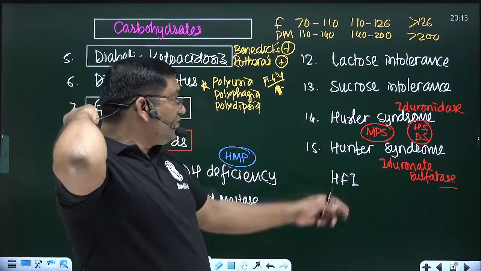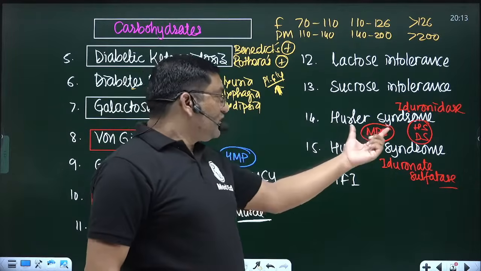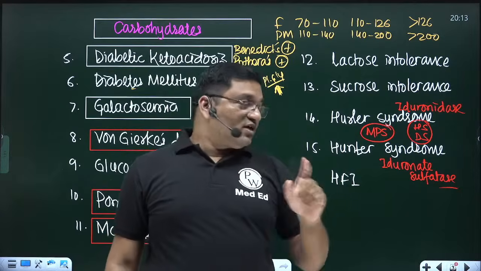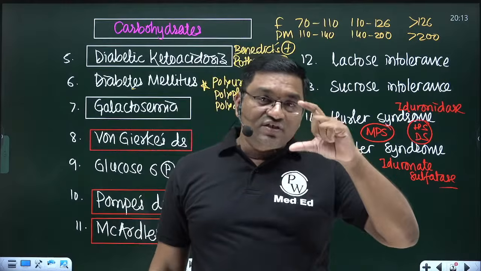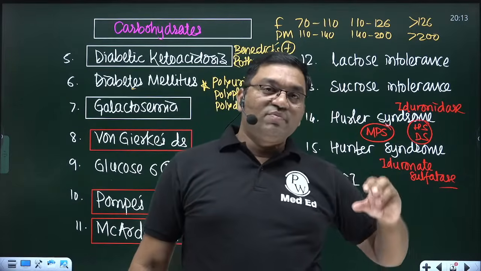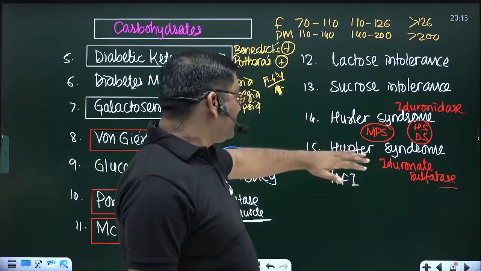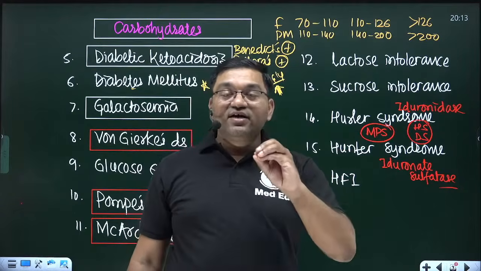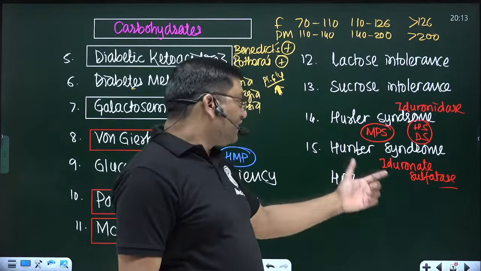Now see, the only difference is that Hurler is the first. Remember, Hurler is always first and Hunter is the second. And Hunter requires clear vision. So this is a mnemonic to remember. That's why there is no hazy cornea in Hunter. In Hunter syndrome, it is a clear cornea. Hurler is autosomal recessive. Hunter syndrome is an X-linked disorder.